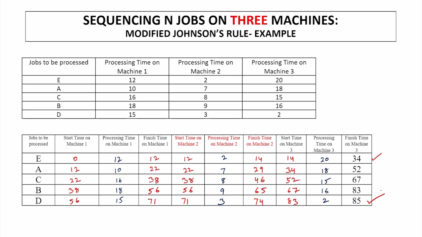So, this is how the total makespan time is 85 minutes, 85 units of time. All the 5 jobs can be accomplished in 85 units of time by following the optimal sequence. We can also work out, if we follow the sequence A, B, C, D, E, what will be the makespan time, as we did for the 2 machine case.